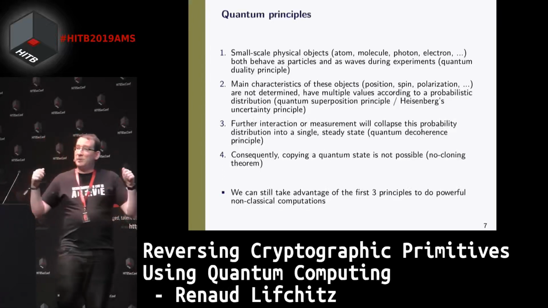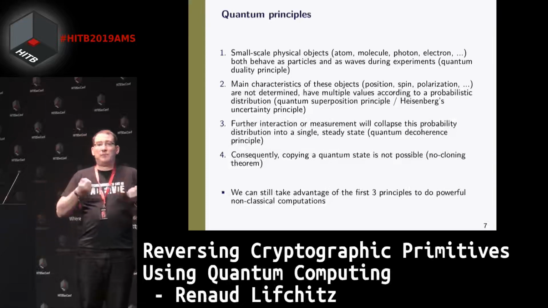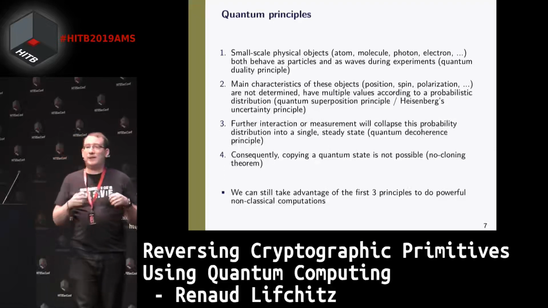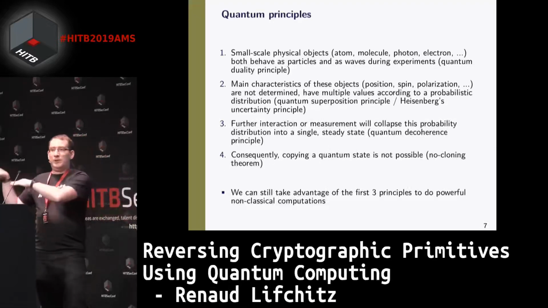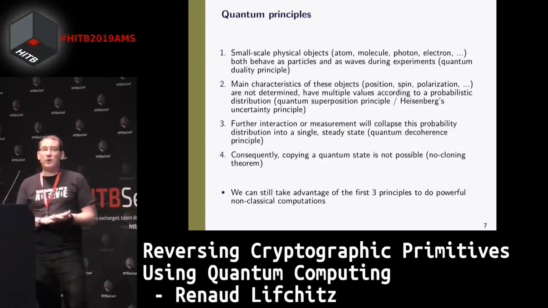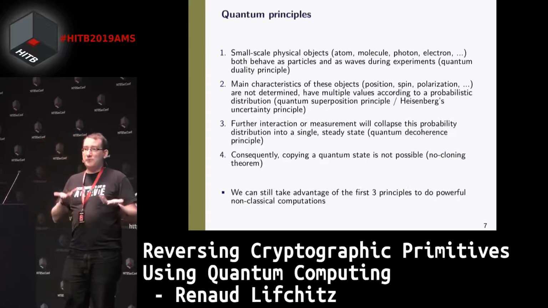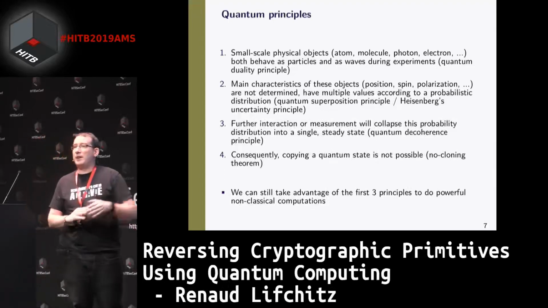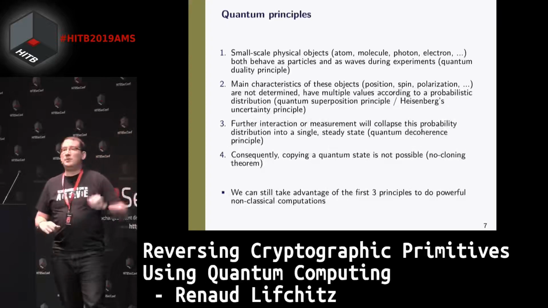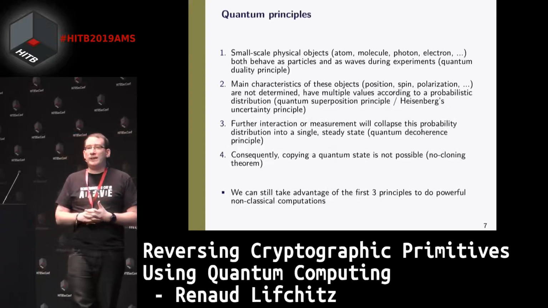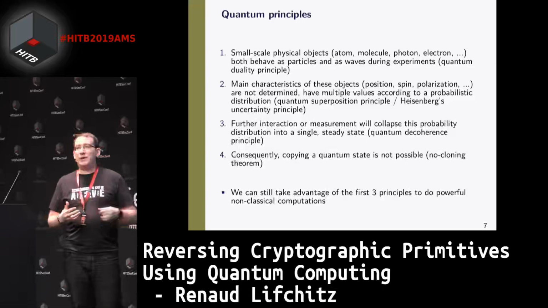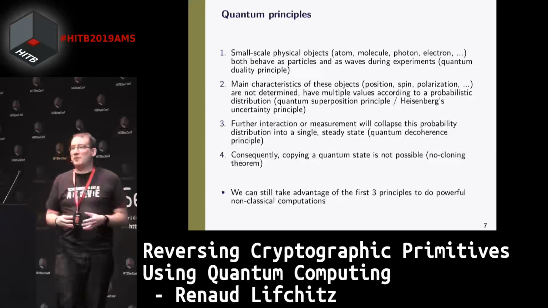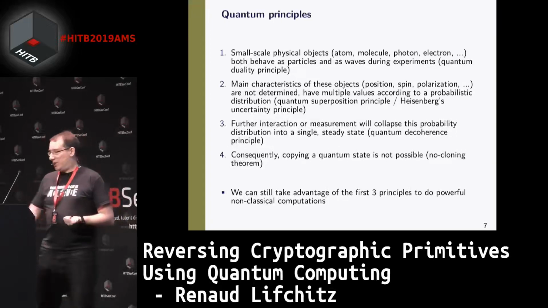So consequently, it's not possible to measure some physical properties of a particle and then copy them into another one. It's the no-cloning theorem, and you can actually prove it because it's a theorem. And strangely, you can take these properties into account and define a way to do powerful computations. Even if these seem like constraints, you can use them to do a lot of powerful computations.